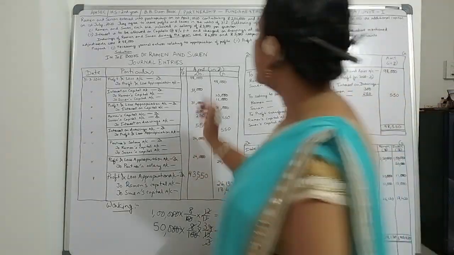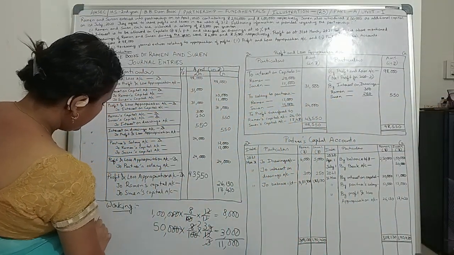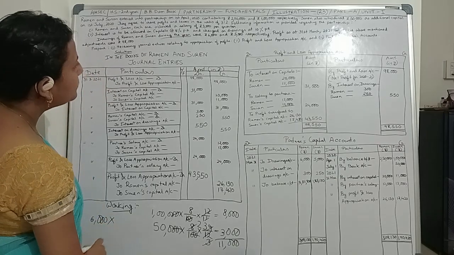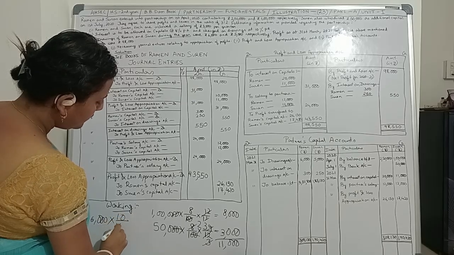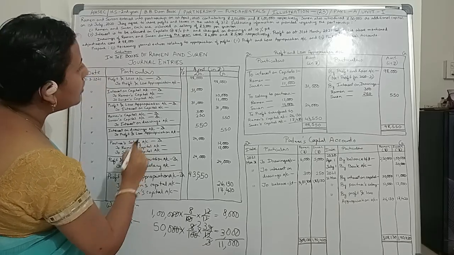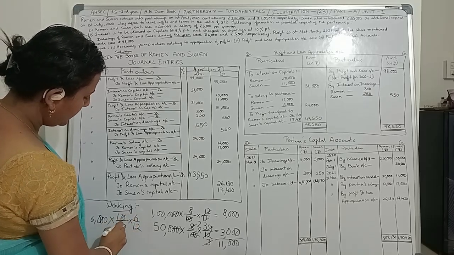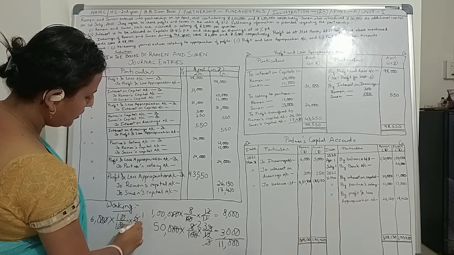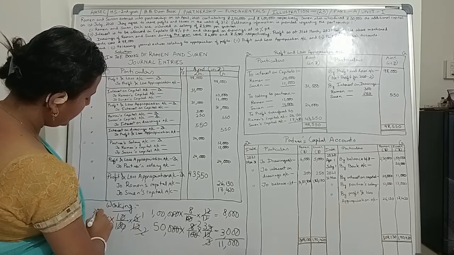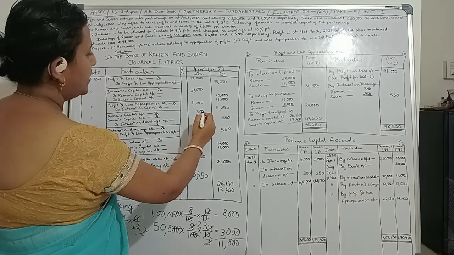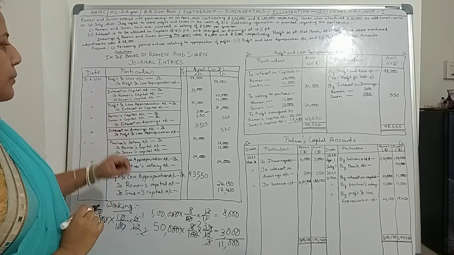So how much is it for Ramesh? It is 6,000. So 6,000 into 10%, which is the rate of interest, into what is the time period? 6 by 12. 00 cancel, 00 cancel, 6 1 is 6, 6 2 is 12, and 2 3 is 6, that is 300. So 300 is the amount of interest on drawings for Ramesh.